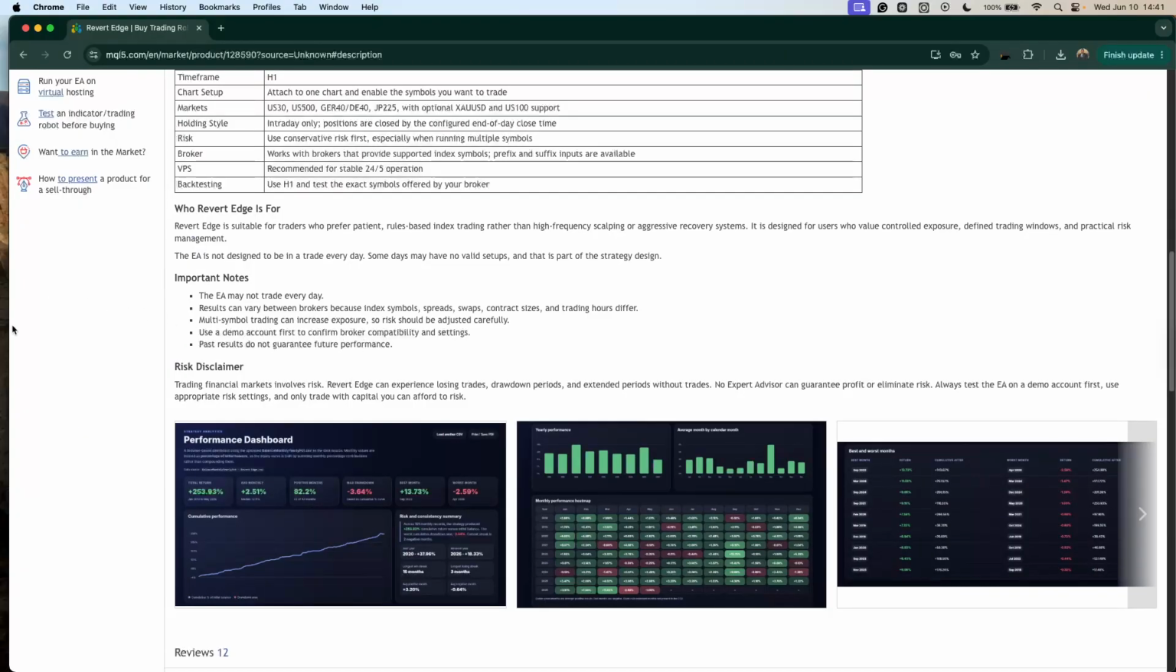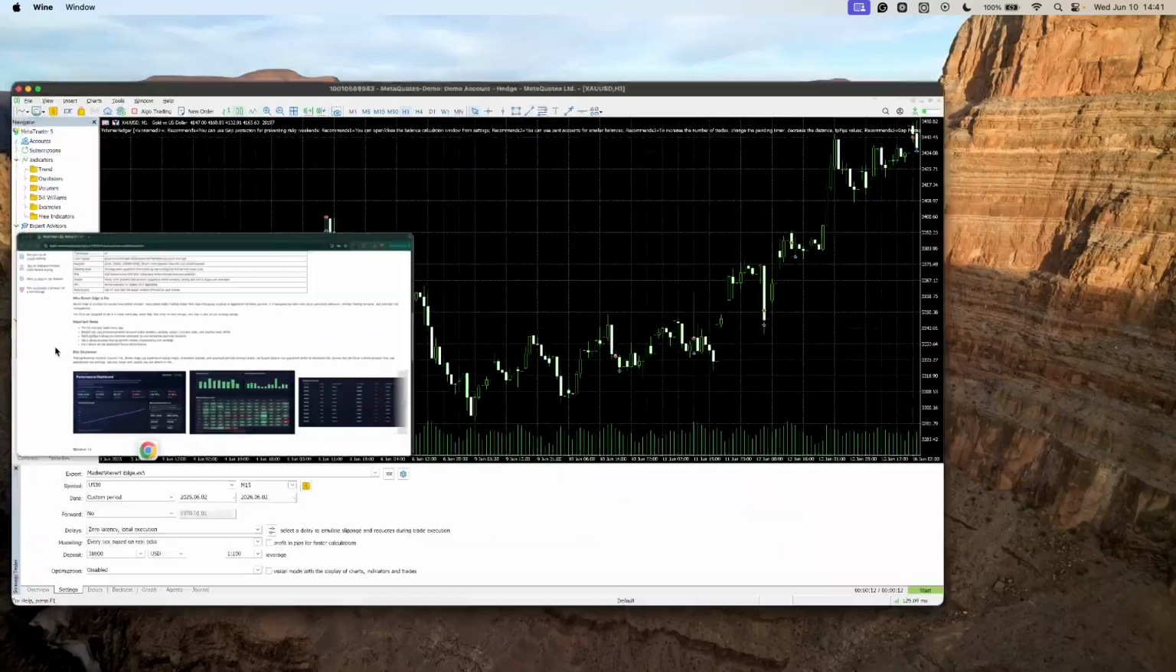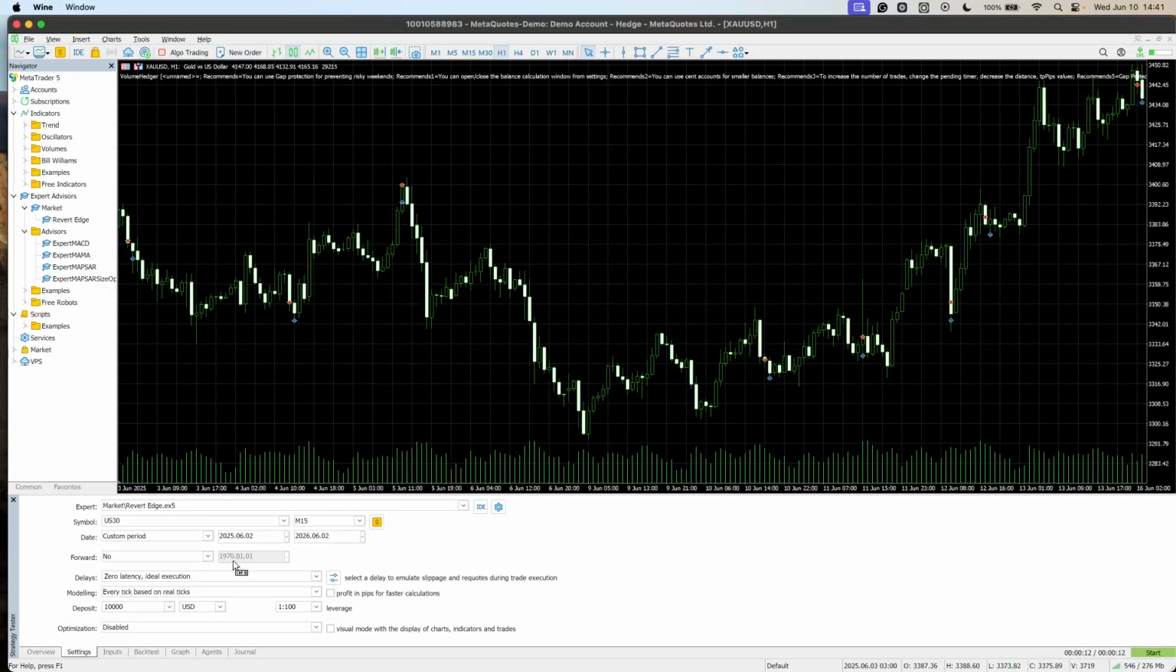Now, when I tried testing this one on MetaTrader 5, I think maybe I ran into some technical issues, or it just couldn't test. This is US 30. I'm going to set it to the 1 hour, and the Revert Edge, and try starting.